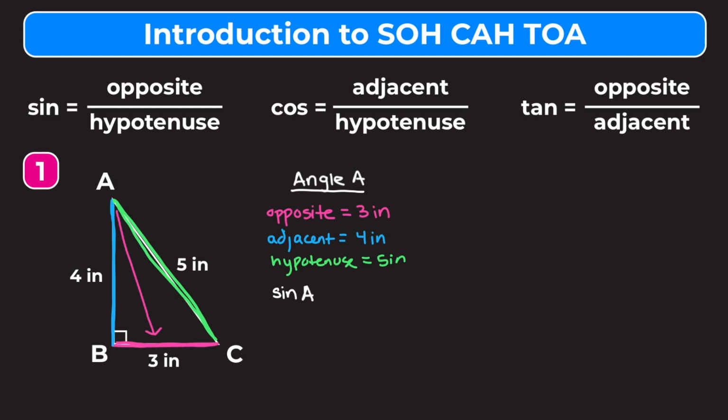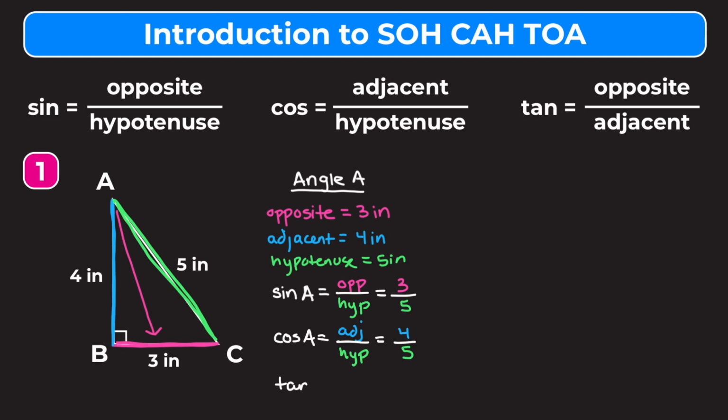Now we're going to find the sine, cosine, and tangent of angle A. The sine of angle A is equal to our opposite side over our hypotenuse. We know that the side opposite of angle A is 3 inches, and our hypotenuse is 5 inches. So we get that the sine of angle A is 3/5. We're going to do the same thing for the cosine. The cosine of A is equal to the adjacent side over our hypotenuse. We know that the side adjacent to angle A is 4 inches, and our hypotenuse is 5, so the cosine of angle A is 4/5.